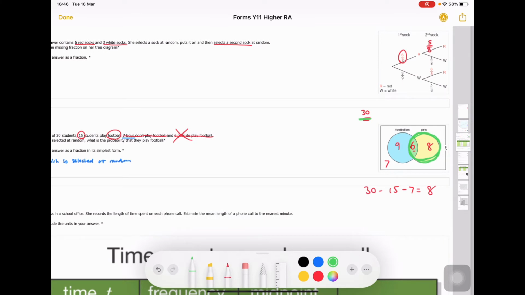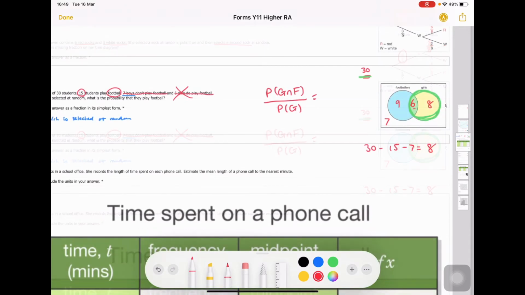So in other words, where's the probability of girl and footballer over probability of they're a girl? So 6 girls are footballers and there are 14 girls in total. 6 plus 8 is 14. And again, we can simplify this fraction. 3 over 7 is the final simplified answer.